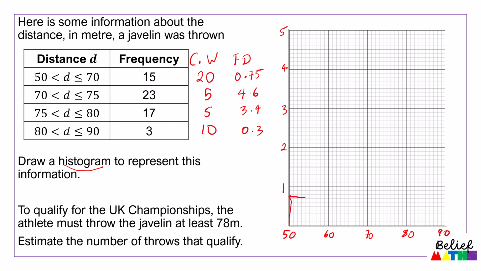So we're going to come all the way across to 70, and then we're going to come down. Again, using a ruler, you'll be much more accurate than I am. Come all the way up to 4.6. So this is going to be one of our tallest bars. And that's going to 75. Coming across. Then coming down.